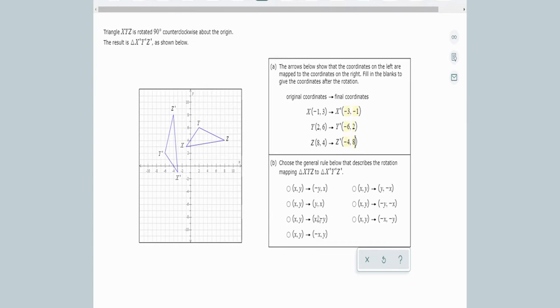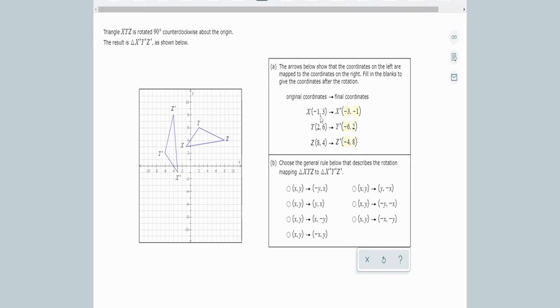Now what we're going to do is see if there is a rule here that describes what happens to the X and the Y value. So if you look at the new ones compared to the old ones, you notice that the original X value in our first point moved over to become the Y value. So the X became the Y, if you notice that. So you got -1, 2, and 8 in the Y position. So what about the Y values?